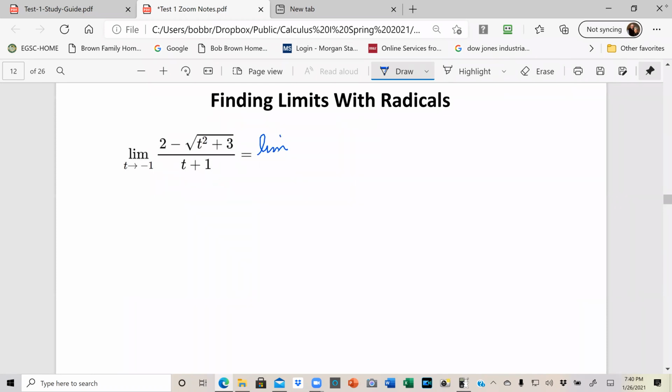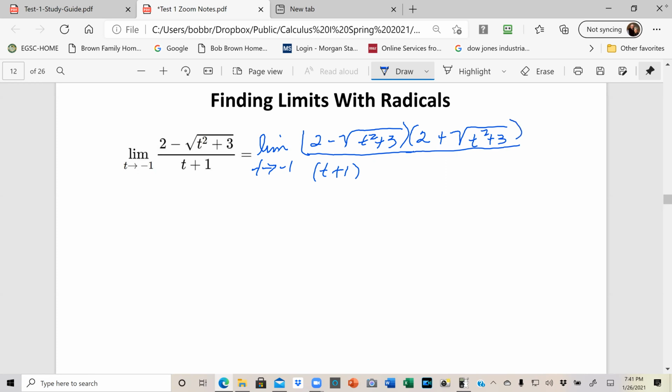The limit as t approaches minus 1 of 2 minus the square root of t squared plus 3 divided by t plus 1. Now we multiply by the radical conjugate, and do the same to the denominator. What you do to the top, you got to do to the bottom.